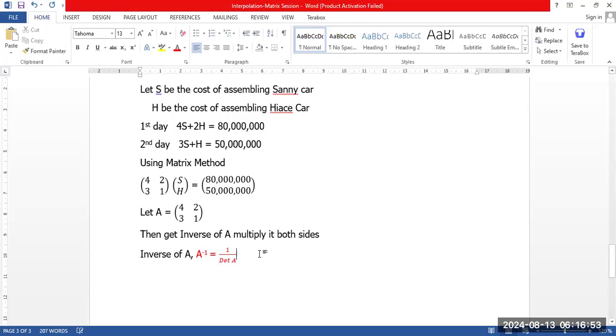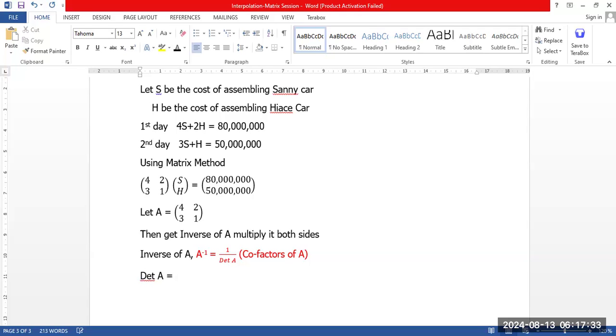Then we multiply by the cofactors of A. That's how you get the inverse. But what is the determinant of A? What is the determinant of A?